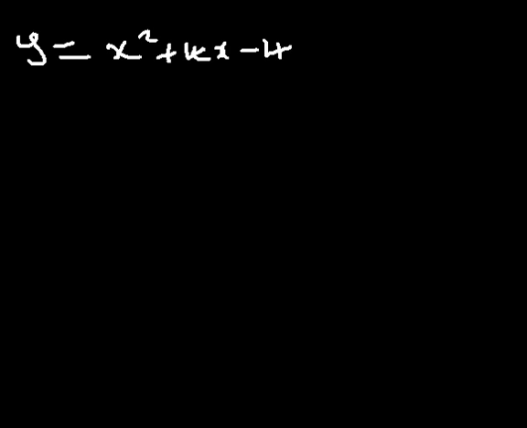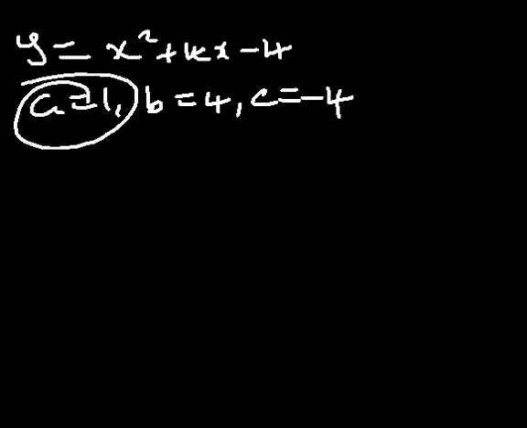Now the graph will concave upwards, because we have a given as 1, b is given as 4, and c is given as negative 4. The graph concaves upwards because the value of a is positive. That's the first answer.